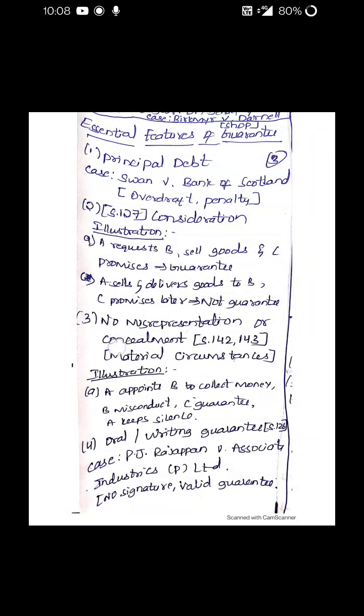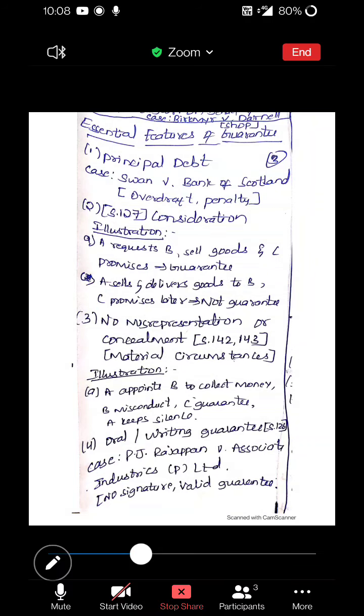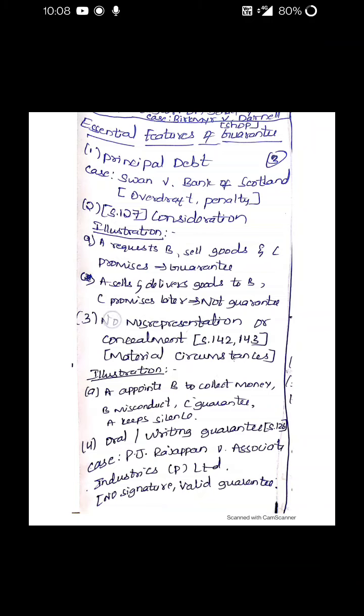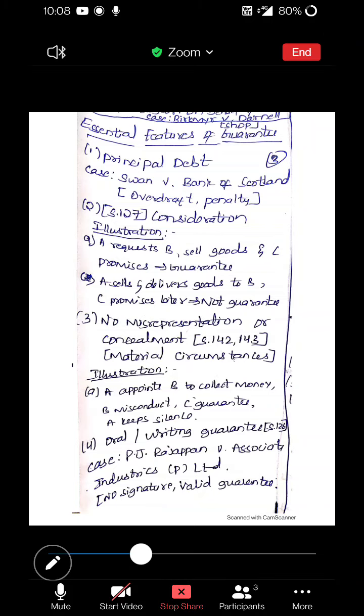Essential features of a guarantee. So what are the essential features of a guarantee? The first essential feature of a guarantee is that there should be a principal debt. The contract of guarantee arises only when there is a payment. So there should be a principal debt that has to be paid by the principal debtor. If there is no debt, then the contract of guarantee does not arise.